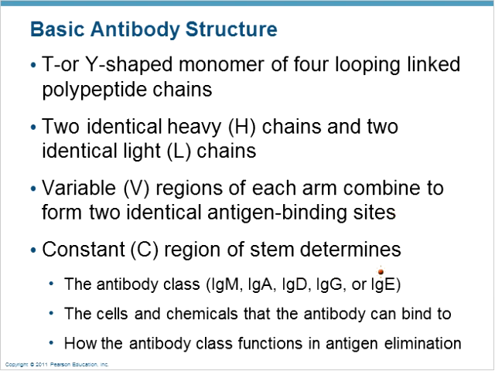There's a constant C region of the stem, if you will, of the antibody, which identifies the class: IgM, IgA, IgD, IgG, or IgE. And then it also helps to determine the cells and chemicals that the antibody can bind to, and how the antibody class functions as far as elimination of the antigen itself. So these all work a little differently.